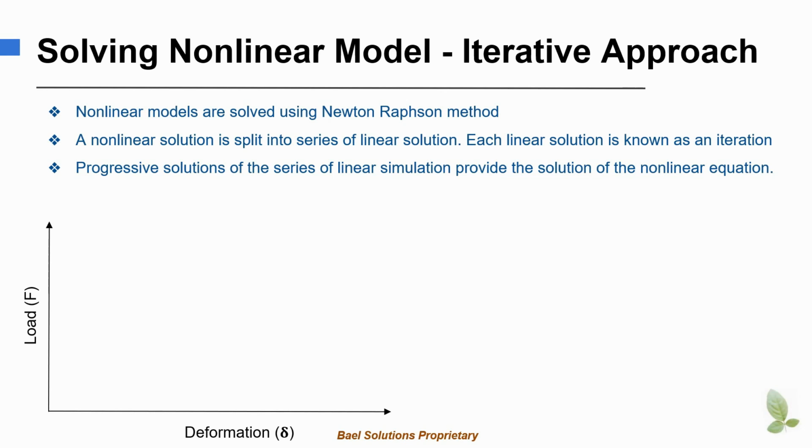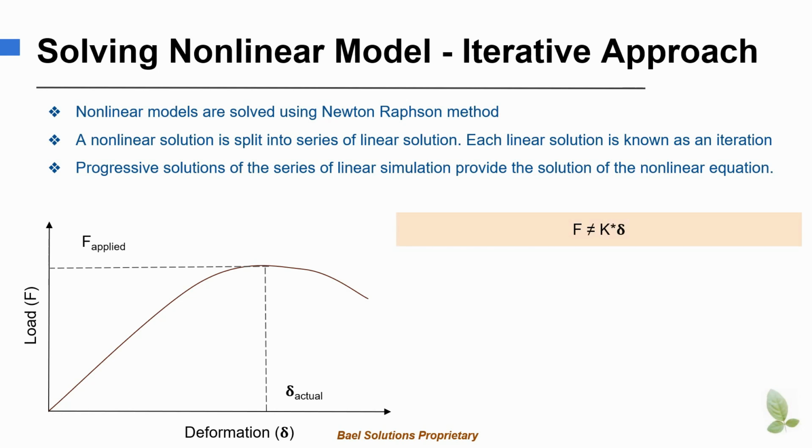Consider a nonlinear structure represented on a force versus deformation graph. On the x-axis, we have the deformation in the structure, and on the y-axis, we have the force or load. Load-deformation relationship of a structure is not linear and is represented by a curve. F applied is the applied force on the structure, and delta actual is the actual deformation in the structure.